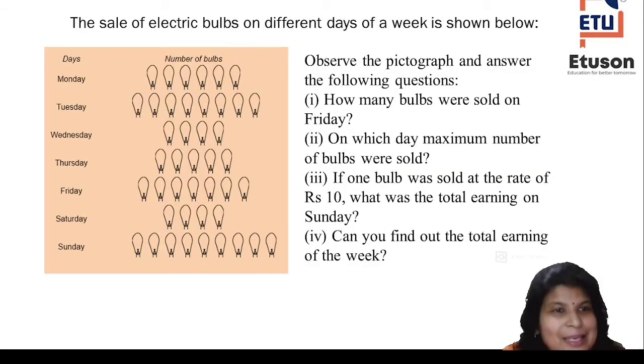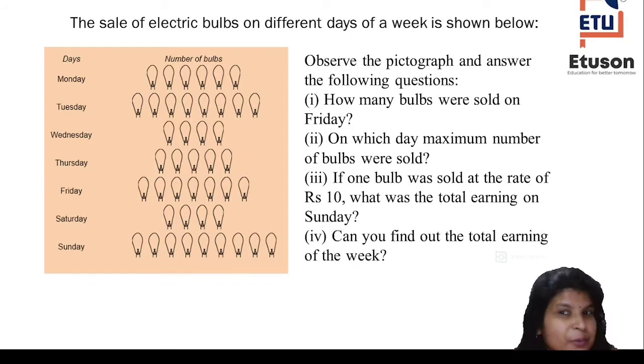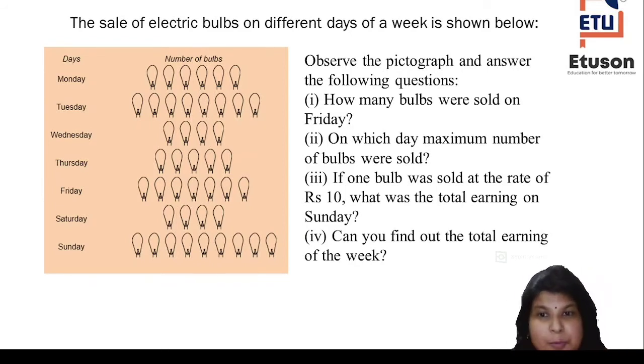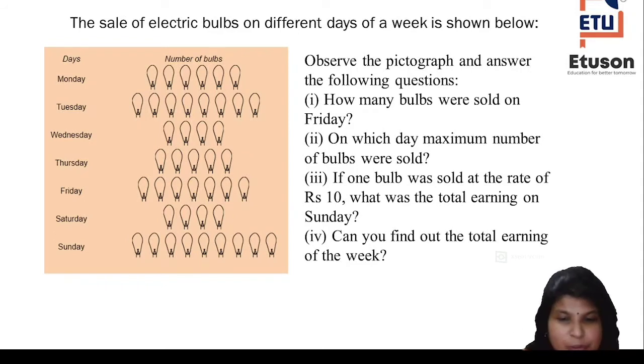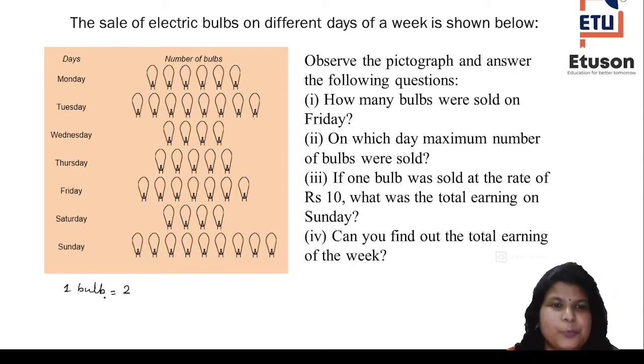Now let us take one more example to understand what information we can obtain by observing a pictograph. So what is our example? The sale of electric bulbs on different days of a week is shown below. Observe the pictograph and answer the following questions. Before that, let me write down the scale. In this case, one bulb represents 2 bulbs. Correct or not?